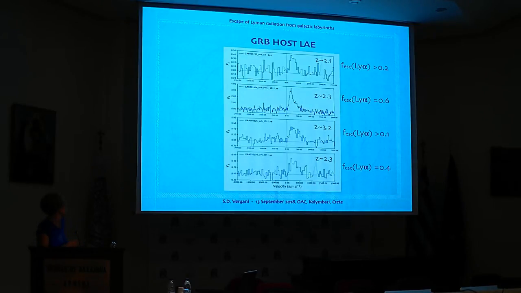And I plot here the Lyman alpha emission of these objects. As you can see, it is always on the red side. Sometimes you can guess some bumps, but I don't know. But anyway, it's always on the red side. I put here the escape fraction of Lyman alpha photons, determined using the H alpha over Lyman alpha flux.